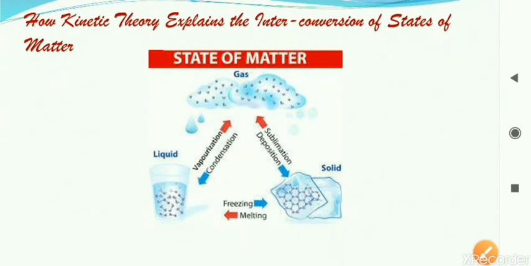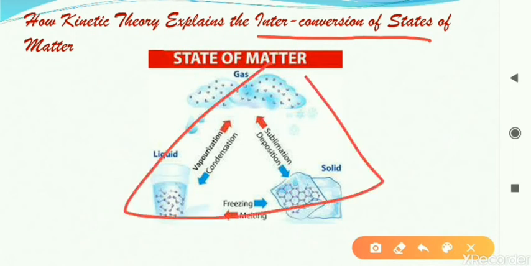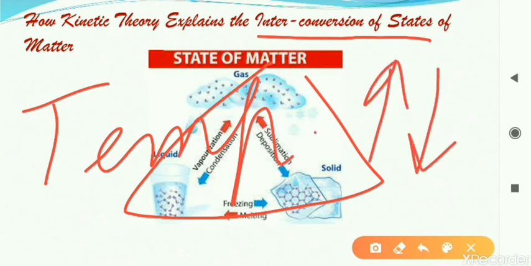So the next topic is how kinetic theory explains the interconversion of states of matter. Now we will learn about the interconversion, meaning changing of the state of matter from one form to another. The diagram shows all these states are interconnected or linked to each other. Gas can form solid, solid can form liquid, liquid can form gas, and the opposite is also possible. How is it possible? This is all related to temperature only.